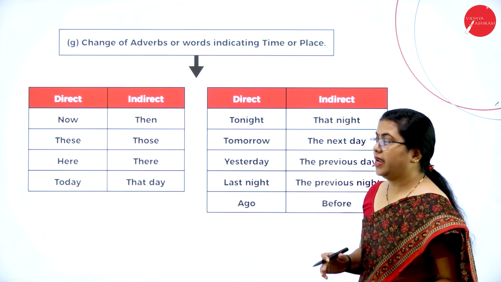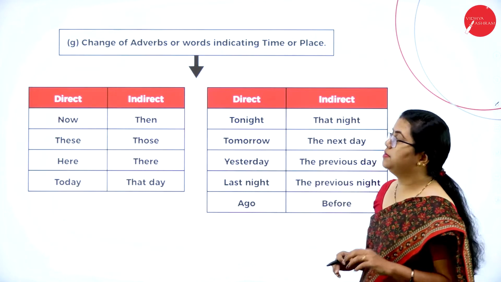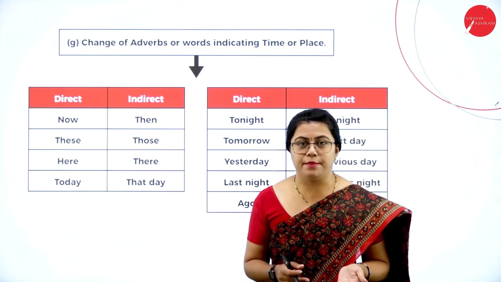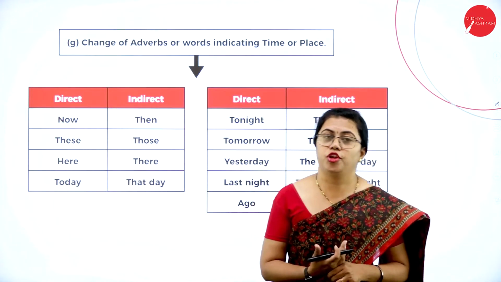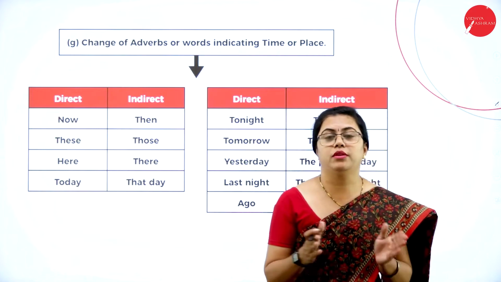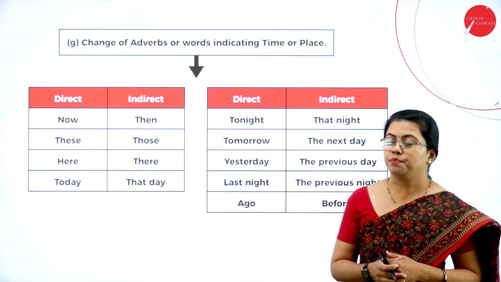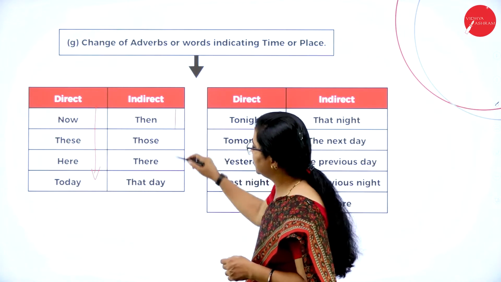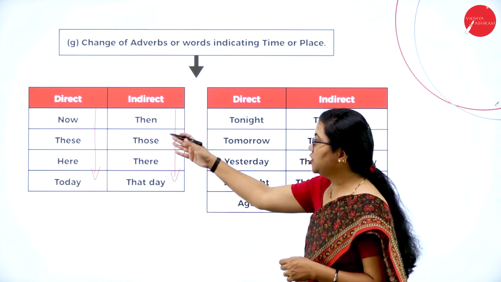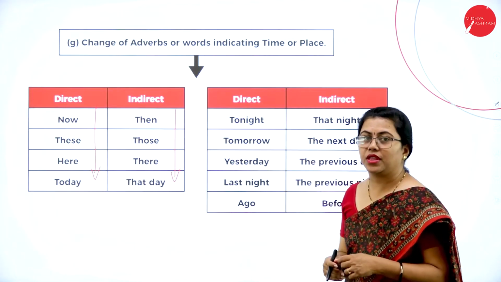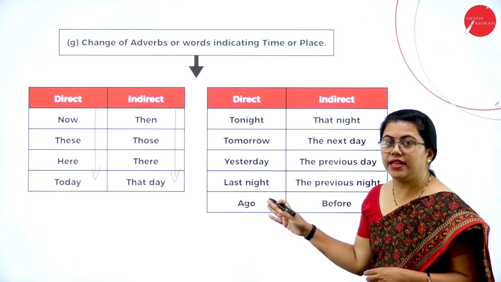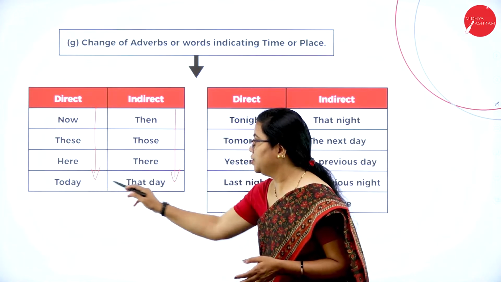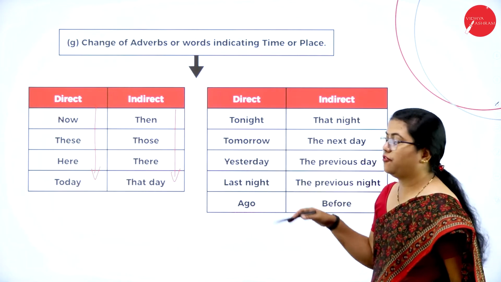So we'll move on to the next one, that is change of adverbs or verbs indicating time or place. How do you change it? Just now you saw an example, and here is a table for your reference to understand which word will be changed to which word. Here you can see these are all the words that are used in direct speech. These are the words that will be used in indirect speech when you are changing from here to there. Fine. So now will be changed to then. These will be changed to those. Here, there. Today, that day.